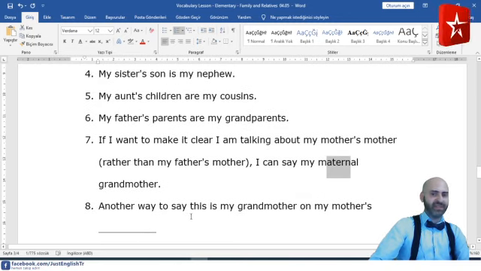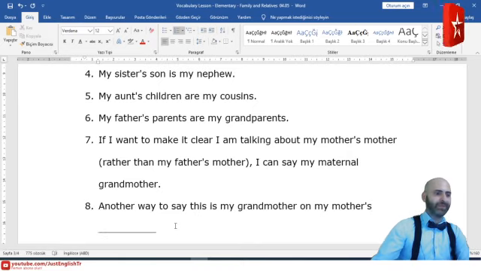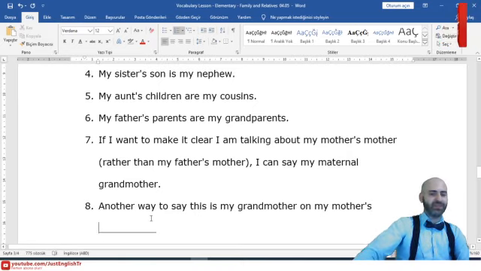Another way to say this is my grandmother on my mother's side. What can we say in sentence number 8, guys? Another way to say this is my grandmother on my mother's side.